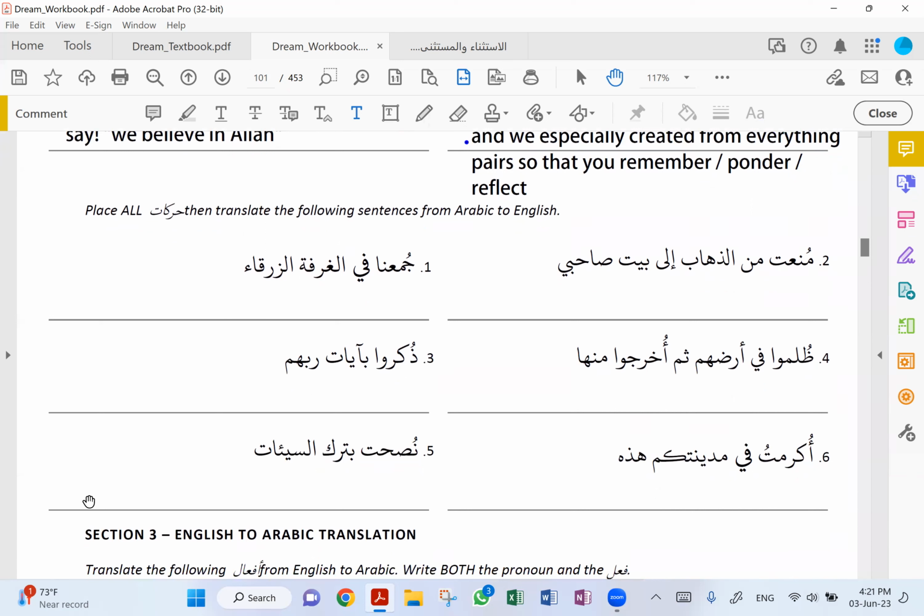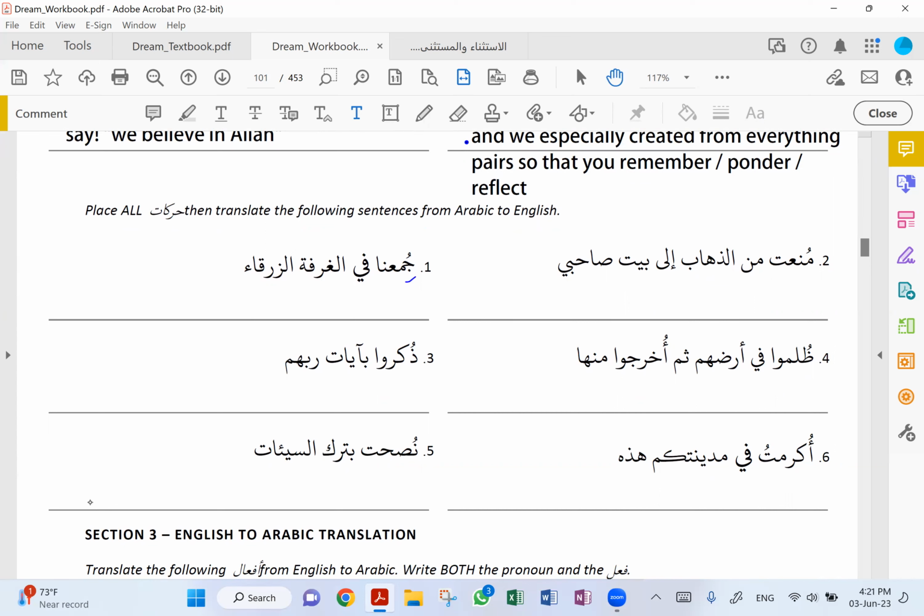So place all the harakat, then translate the following sentences from Arabic to English. Number 1, what do you guys think? They've given us the first haraka. There's a dhamma on the first haraka. So we could be dealing with a majhul. So what do you think? Is it u'a or u'i?